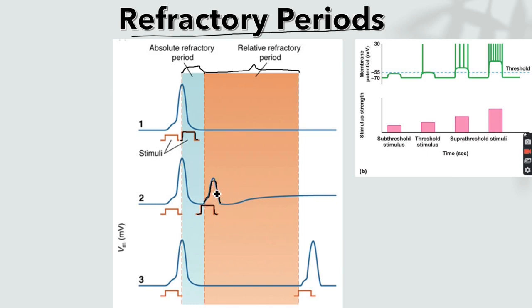Now here, action potentials can fire because sodium channels have reset, they're no longer inactivated. But we do need a larger stimulus because remember the cell has hyperpolarized due to the voltage gated potassium channels staying open for a bit longer. So we need a larger stimulus to reach the threshold. And the higher the size of the stimulus, the higher the frequency of action potentials fired. Okay? So the strength of the stimulus directly encodes to the frequency of action potentials fired.